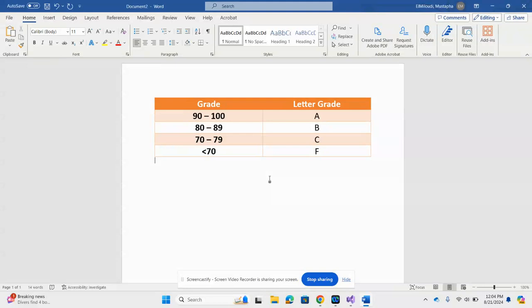If the student gets anything between 80 and 89, he will get B. And then anything between 70 and 79 will get C. And other than that, or less than that, it will be F, or failing. Okay? So how can we do that in our program?